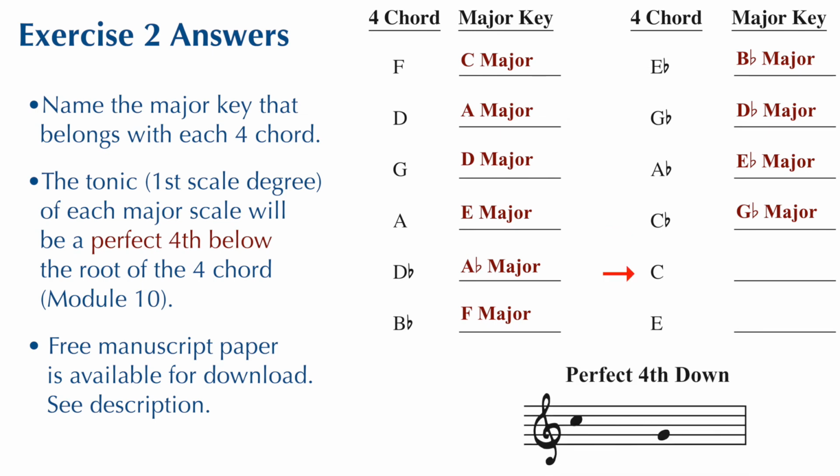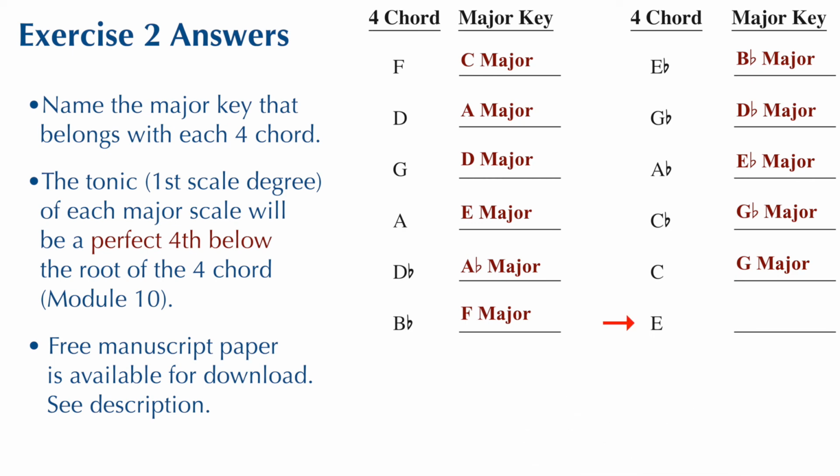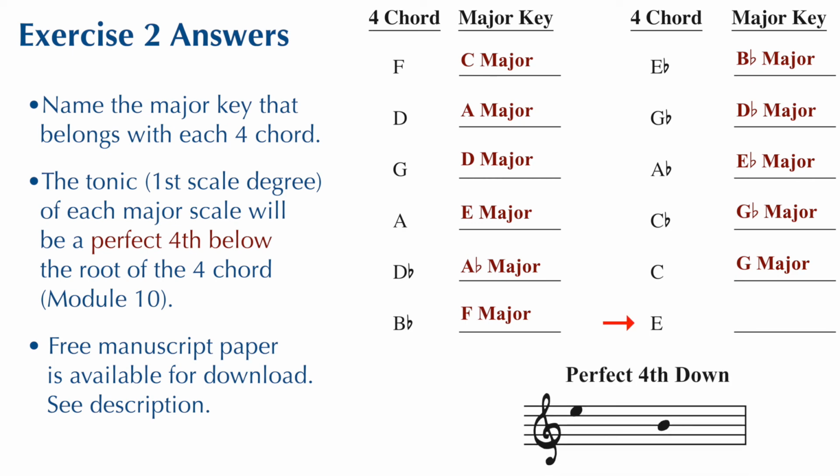If your 4 chord is C major, take that C, lower it a perfect fourth, you find yourself on a G, you're in the key of G major. And finally, if your 4 chord is E, take that E, lower it a perfect fourth, you're on a B, that puts you in the key of B major.